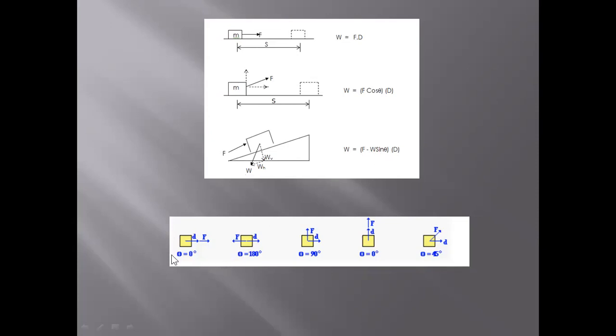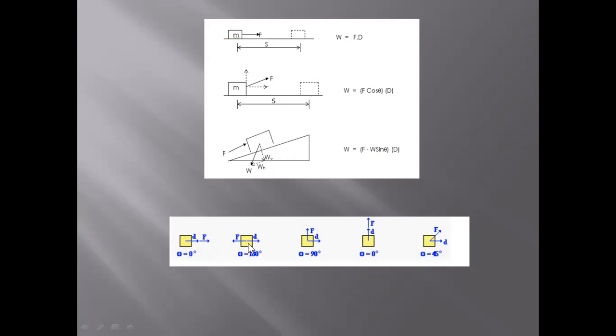So in the second image here, the lower image, we have your angles expressed with respect to your displacement and force. Now, if the displacement is in the same direction as the force applied, the angle made by both gives us 0 degrees.